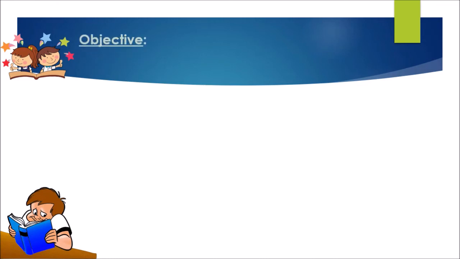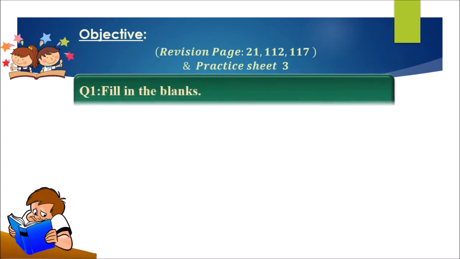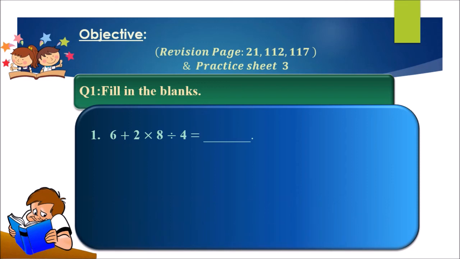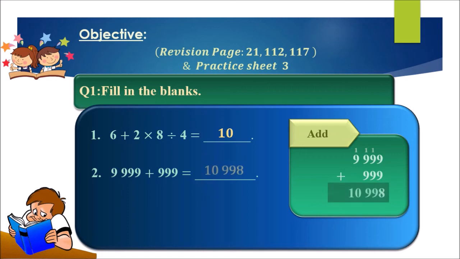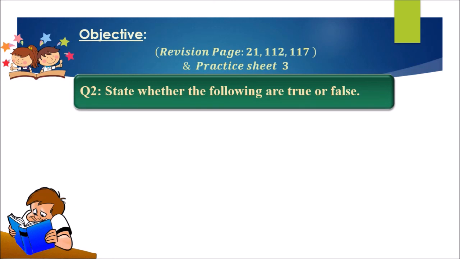Let's solve some objective questions from your revision pages. Here practice sheet number 3 is also included. The first question is fill in the blanks. In first statement, we have given a problem with multiple operations, so we will solve it by using DMAS rule. The answer is 10. And in the second statement, we have to add the numbers. By adding the numbers, we get 10,998.